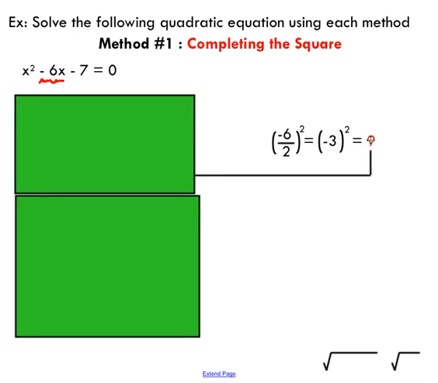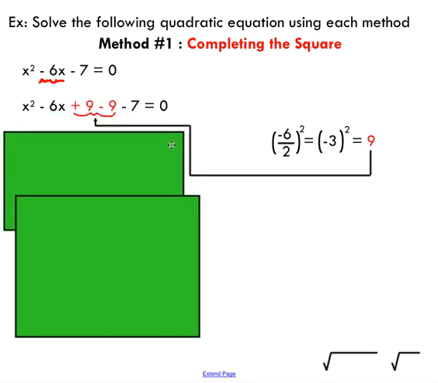Now what you're going to do with that number, and again this seems arbitrary and strange, but there is a purpose for it, is you're going to add that number and subtract it after your b term. So you're going to do that in this way. Okay, so you can see I've taken my 9 that I've got from dividing b by 2 and squaring it, and I'm adding and subtracting it after my b term.